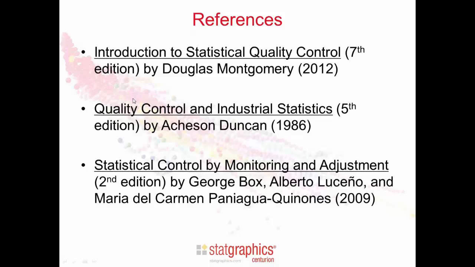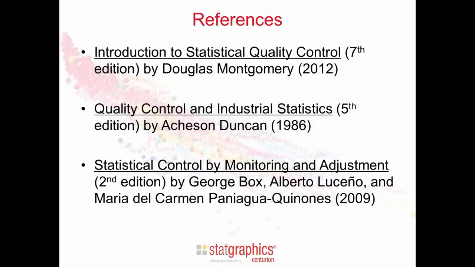I also wanted to reference, though, a very famous book on quality control in Industrial Statistics by Acheson Duncan. The original edition of that dates back, I believe, into the 50s. But it's interesting.